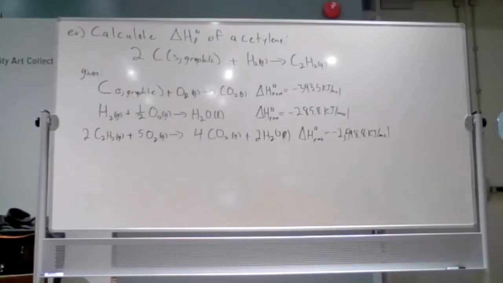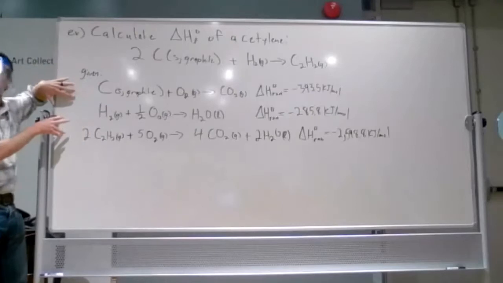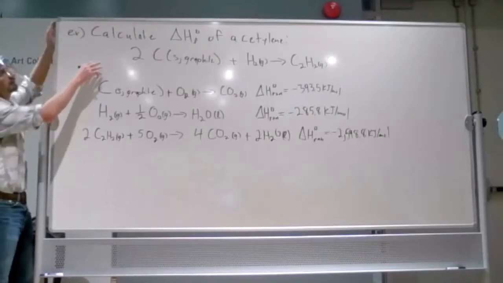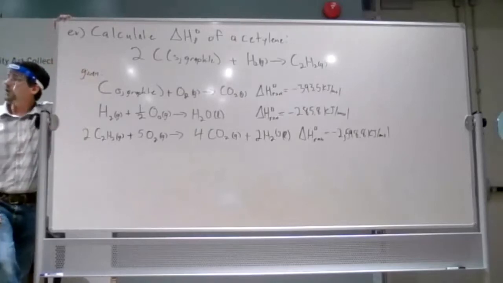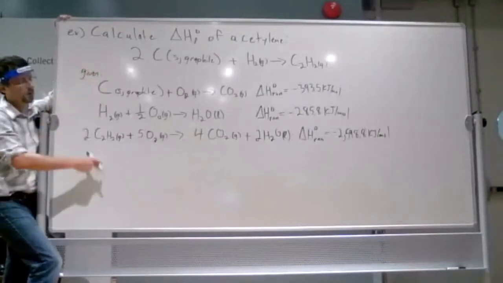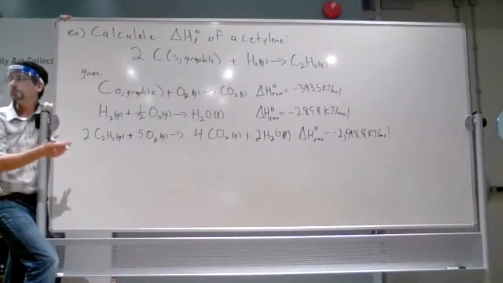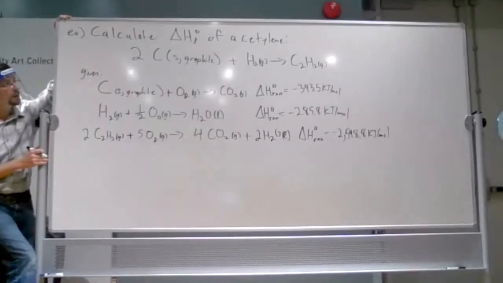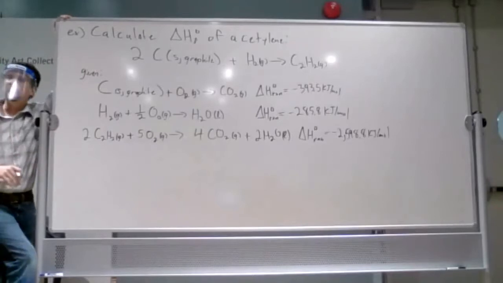Okay, so what are we trying to do? We're trying to manipulate these given equations to give us this resulting equation. So what I suggest is to find any compounds that only appear once in all of these equations and make sure they're on the right side. If they're not on the right side, we have to flip them. Okay? What compound do we want to focus in on first?